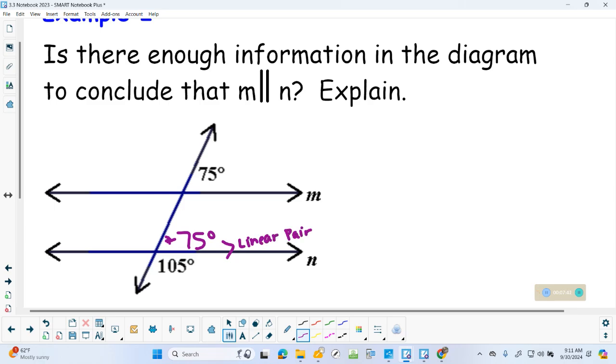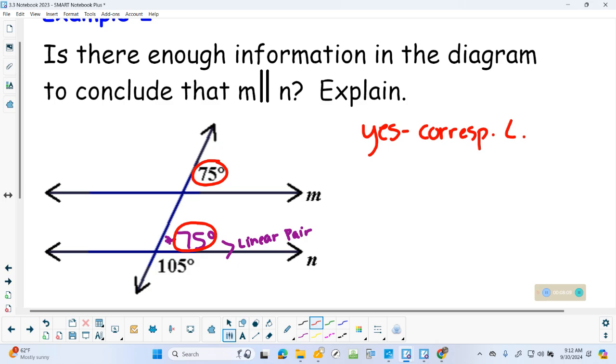Now I think I'm going to change my original thought of no. I thought no because I was like, well, these aren't anything special. Now I'm going to switch it to yes. Because now these are the same and they're corresponding. So if corresponding angles are congruent, then the lines are parallel. And that's exactly what we have. So I'm going to say, yes, they're parallel. And I'm going to say corresponding, I'm going to abbreviate, angle.